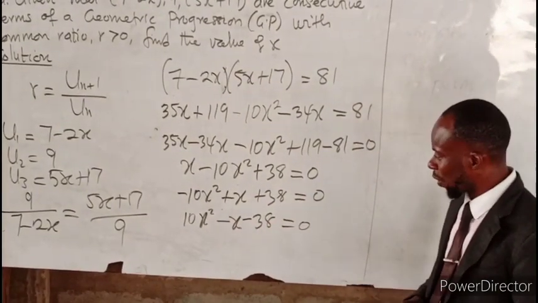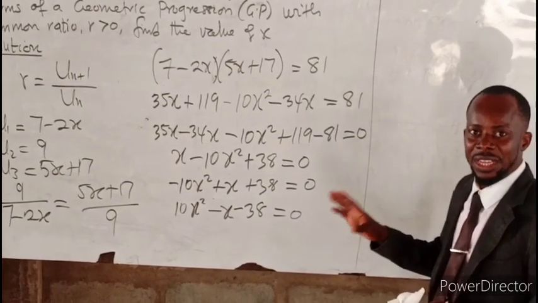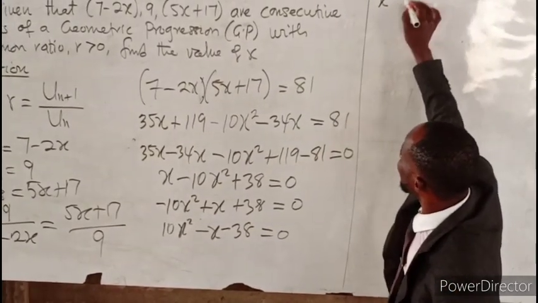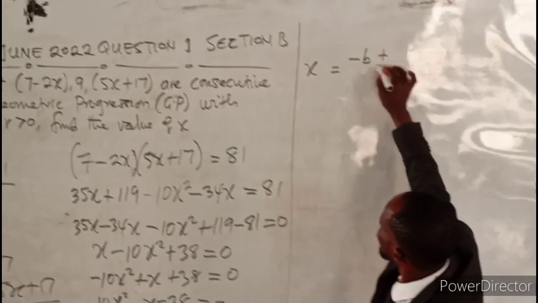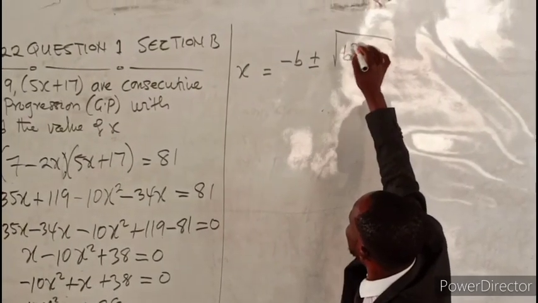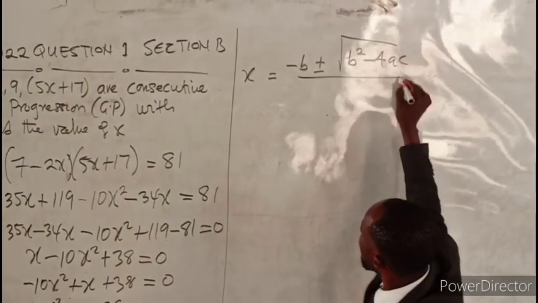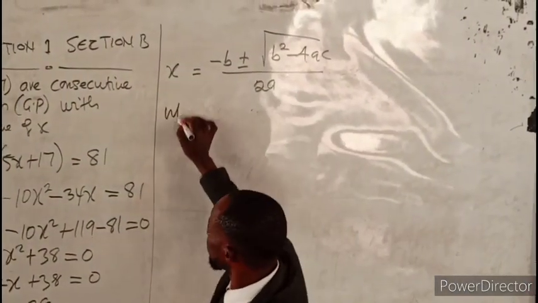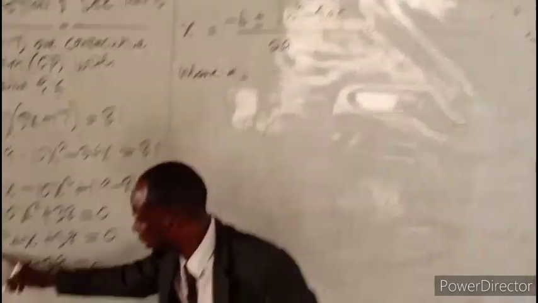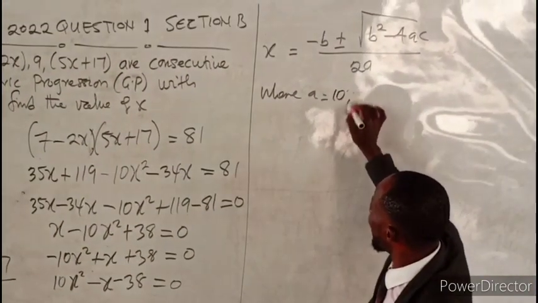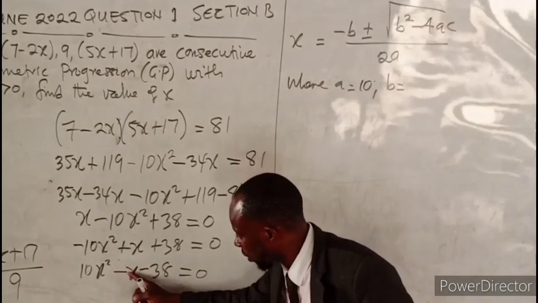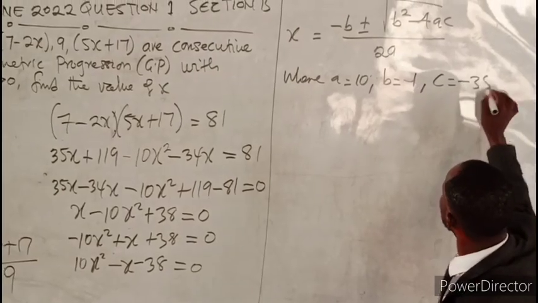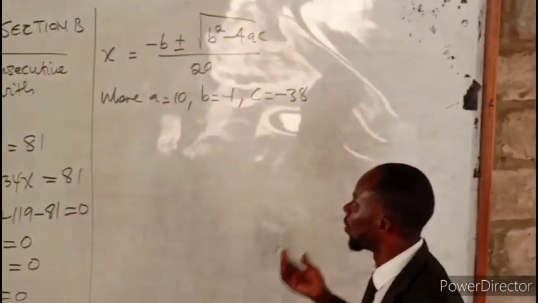Yes, you can get it, but I will not be able to do that fast. So I will use the almighty formula, which says that x is going to be minus b plus or minus the square root of the discriminant, b squared minus 4ac, all over 2a, where a is the coefficient of x squared as 10, b is the coefficient of x as minus 1, and c is just our constant term, 38. So what do we do?